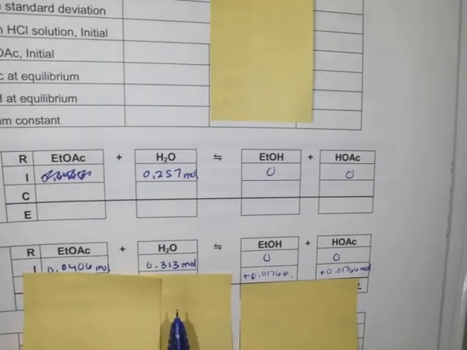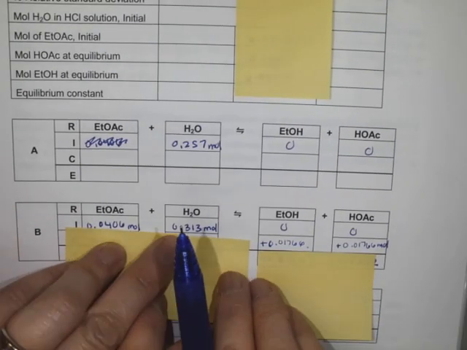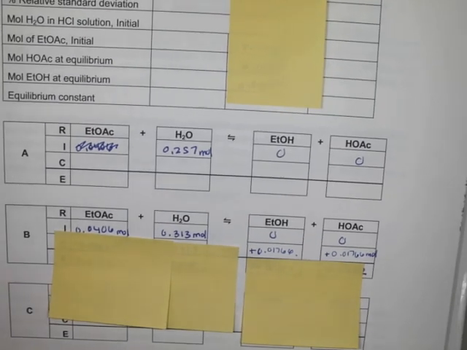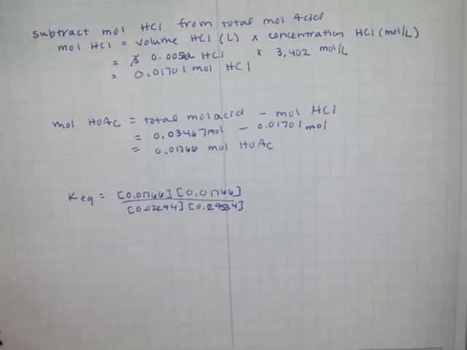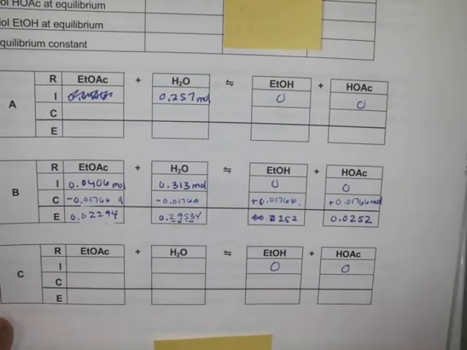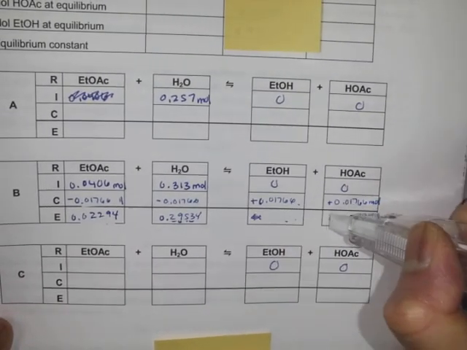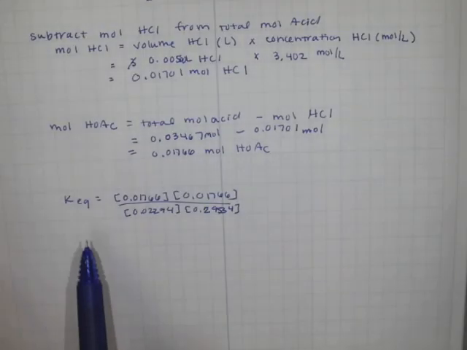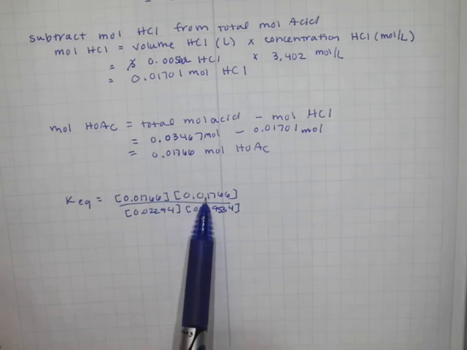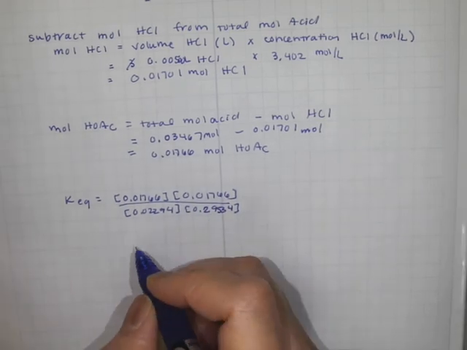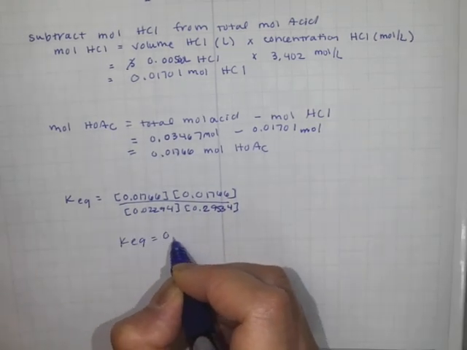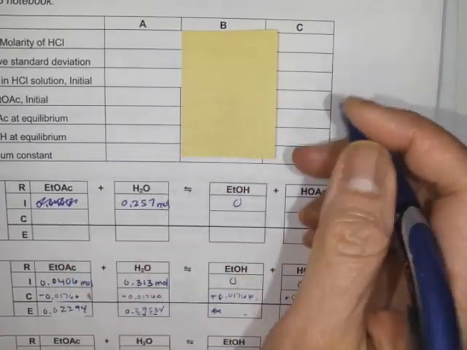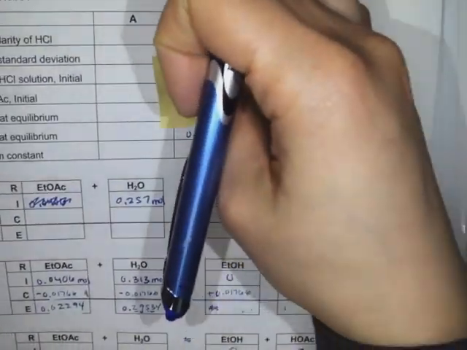0.01766. And then you can just complete the rest of your tables and do the equilibrium constant as well based on the initial formulas. So you would just complete your RICE table. These are incorrect here. So this would be your values there. And then just do your K equilibrium, products over reactants. And K equilibrium for me is 0.0463. So you can put that value in here, and that was for trial B.